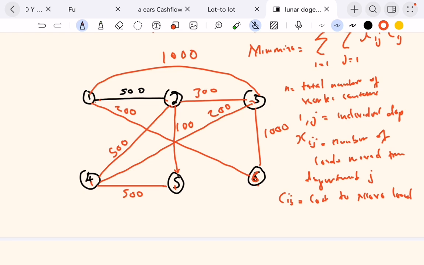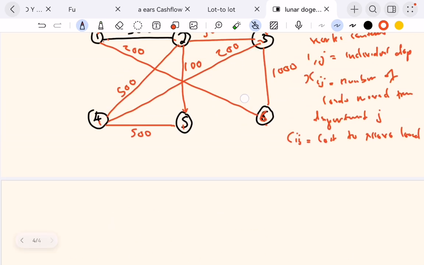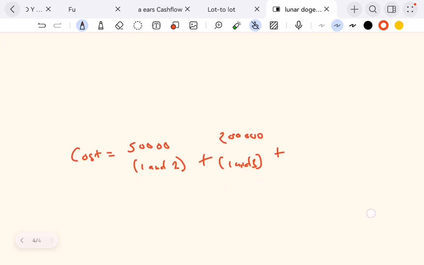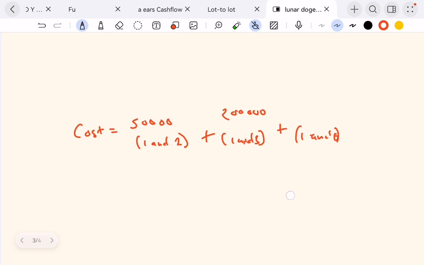If you are solving, use a calculator. So the first one is 50,000. 1000 times 200, we have 200,000 here. Plus we have 1 and 6. How much is 1 and 6? It's 200. So 200 times 200 it's 40,000, right?